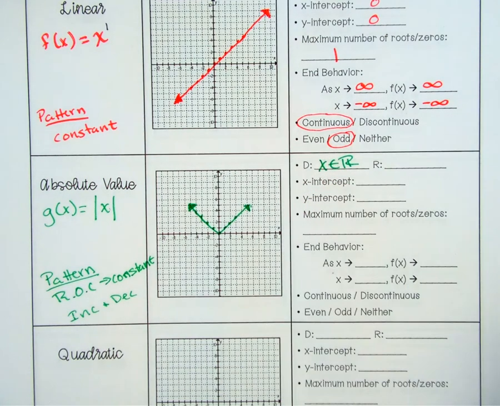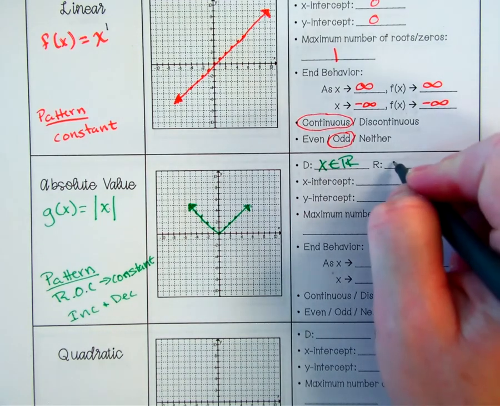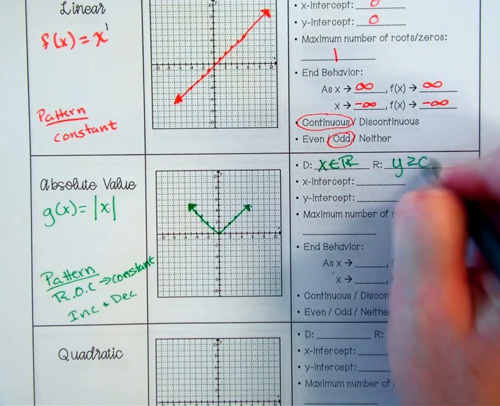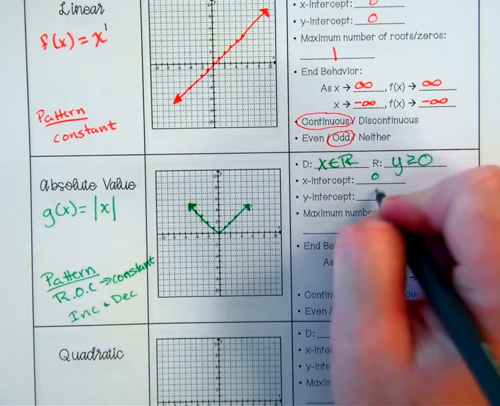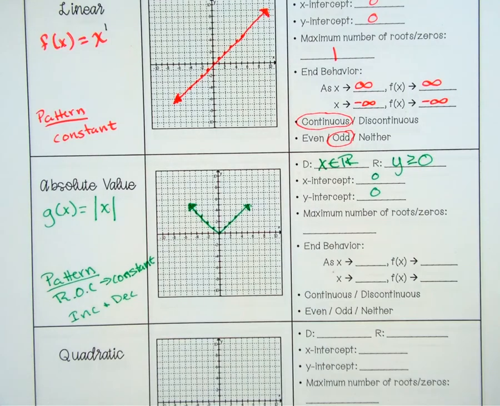So our domain is everything. Pretty much all of only our special cases is where it's not going to be everything. And the range is going to be greater than or equal to 0. It's never going to be lower than 0. It's always going to be greater than or equal to 0. And that's going to be true with your absolute values. They're always going to be greater than or equal to something. Or if it's negative and you flip it, it'd be less than or equal to. X-intercept, y-intercept for the parent function is also still 0.